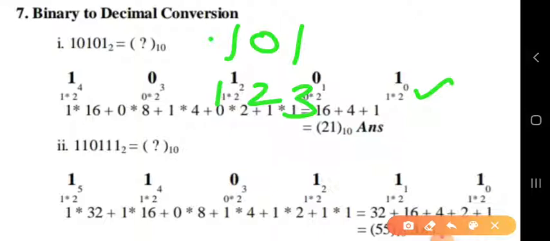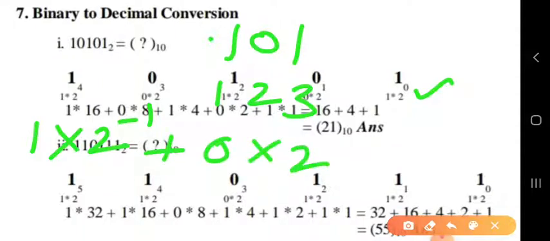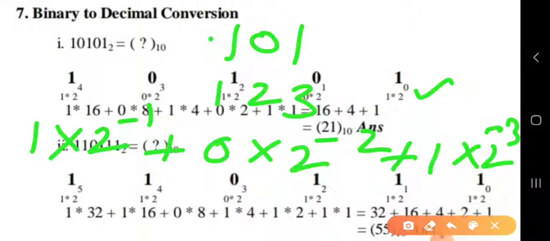But when you write it, you have to write it like this: 1 into 2 to the power minus 1, plus 0 into 2 to the power minus 2, plus 1 into 2 to the power minus 3. This is the way to write the problem. Now you just solve it.